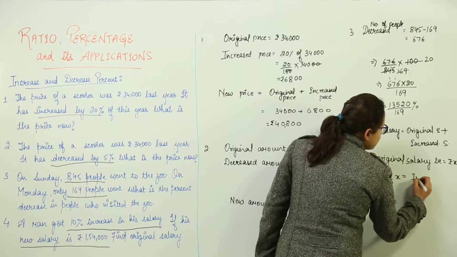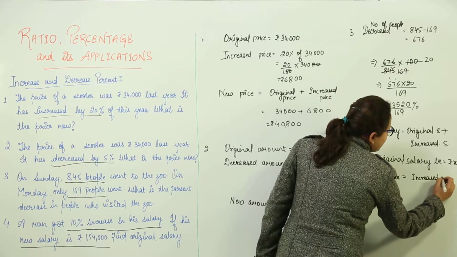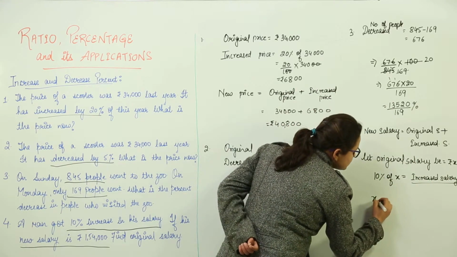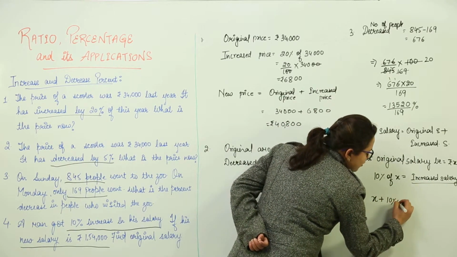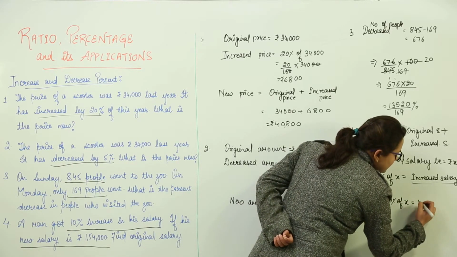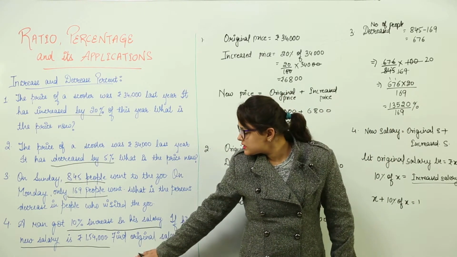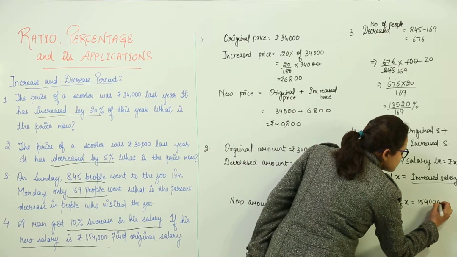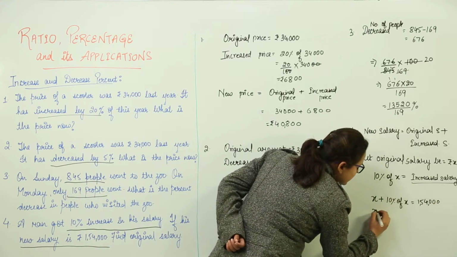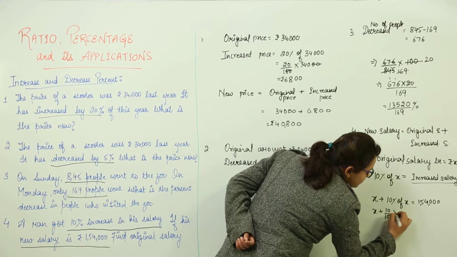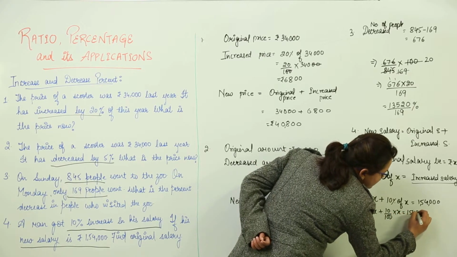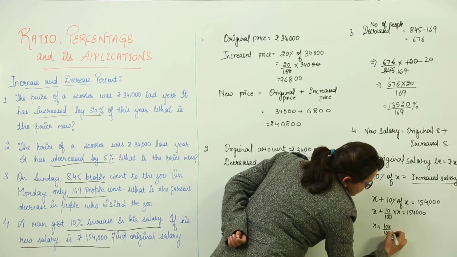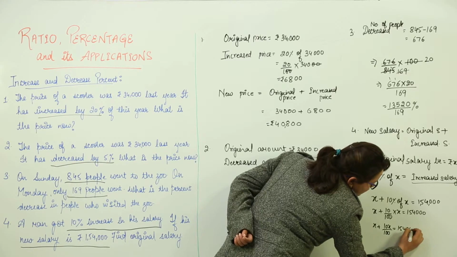So I'll write increased salary over here. And what is the original salary that we already have assumed to be X? So the total becomes X plus 10% of X equal to the new salary. Now what is the new salary provided in the question? That is 1,54,000. So I write 1,54,000 over here. Now solving this, we get X plus 10 over 100 into X equal to 1,54,000. Simplifying this, we are left with X plus 10x upon 100 equal to 1,54,000.